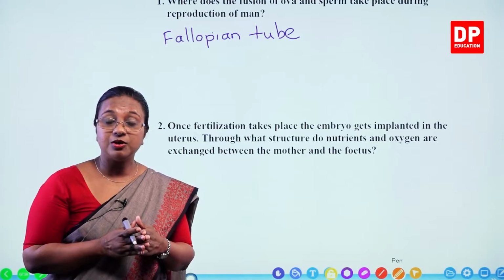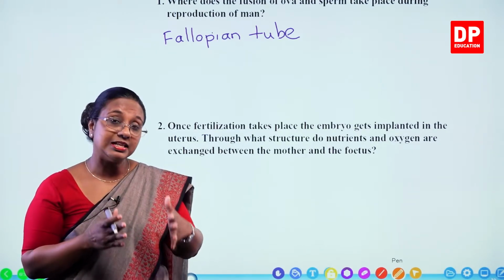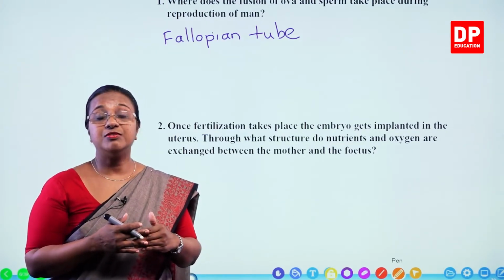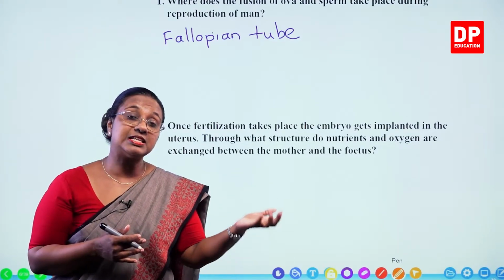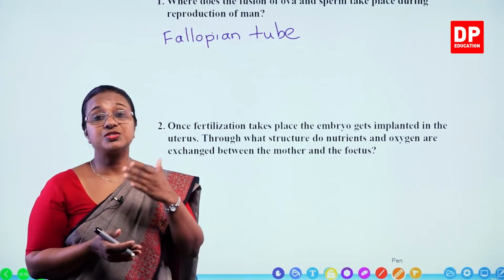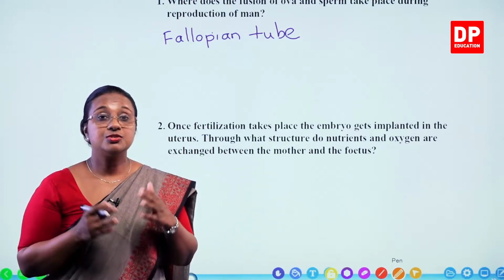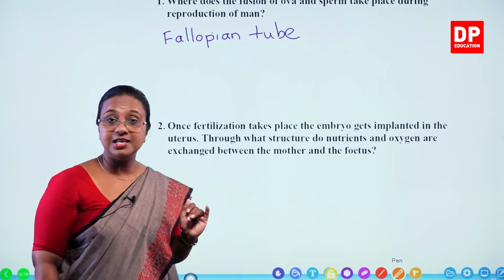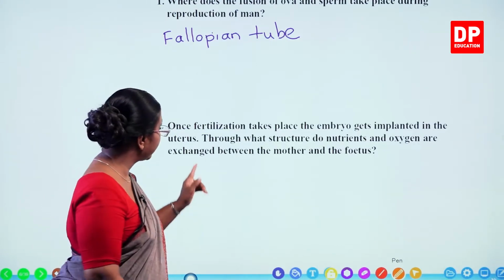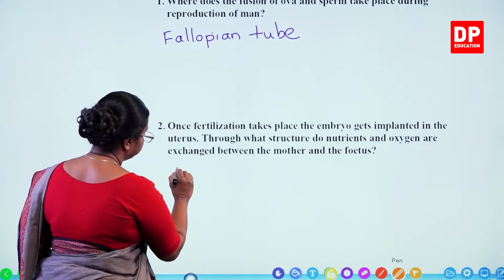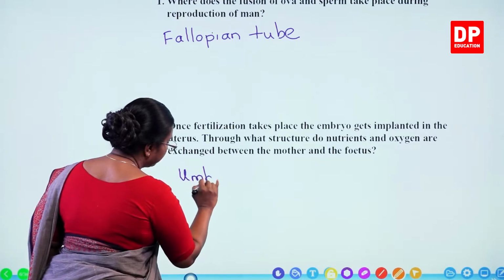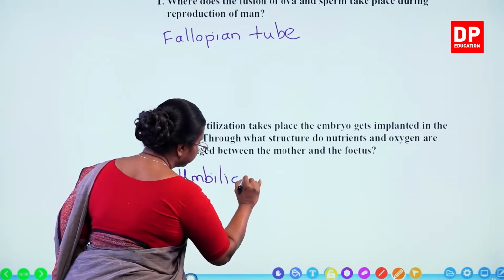Through this umbilical cord only, the nutrients and substances are given to the fetus, whereas from the fetus, materials like carbon dioxide and excretory materials come back to the mother. So, that is how material exchange takes place. So, the structure is the umbilical cord.